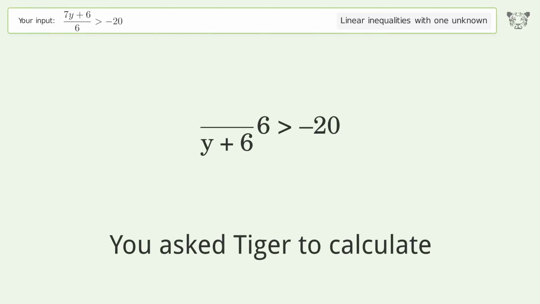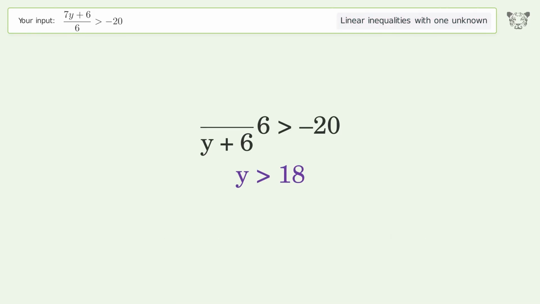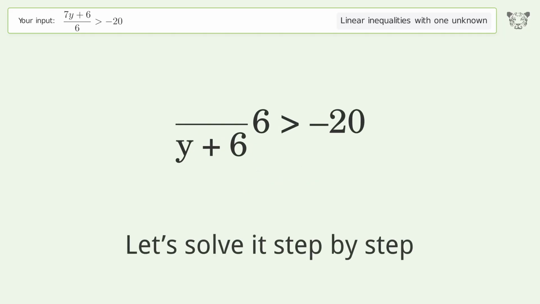You ask Tiger to calculate. This deals with linear inequalities with one unknown. The final result is y greater than -18. Let's solve it step by step.